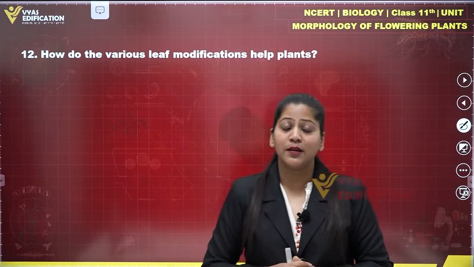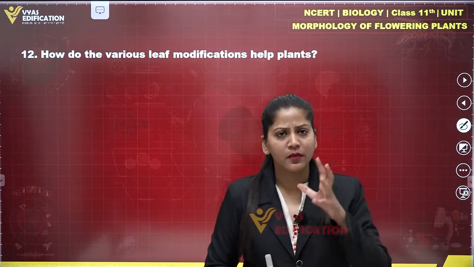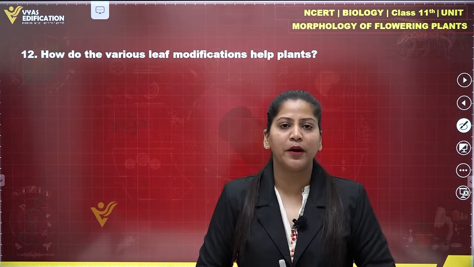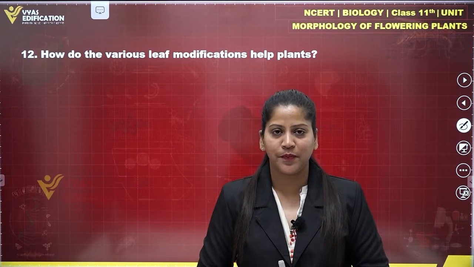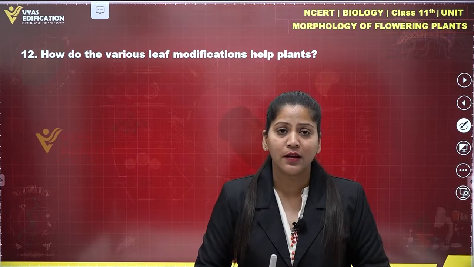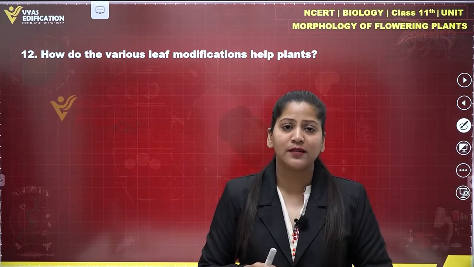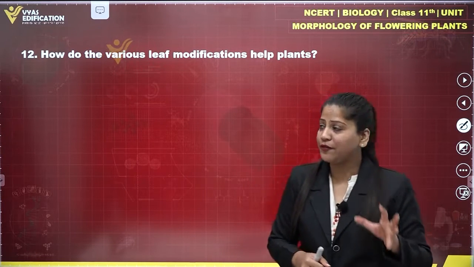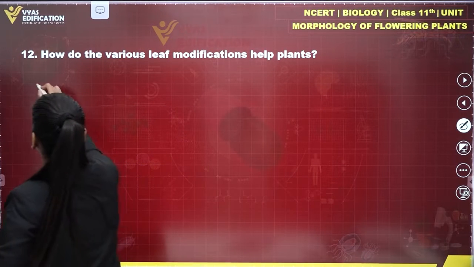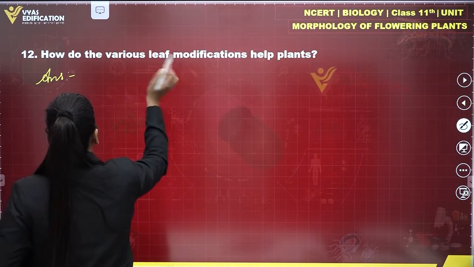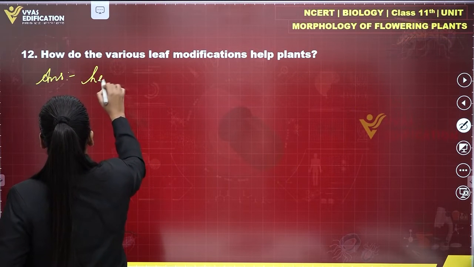If we talk about modifications of leaf, sometimes leaves are modified into different kinds of structures to perform different kinds of functions. We have some examples of leaf modifications such as tendrils, spines, and some other modifications as well. So first of all, let's write the answer. Let's begin answer number 12. First of all, we'll write about leaf.